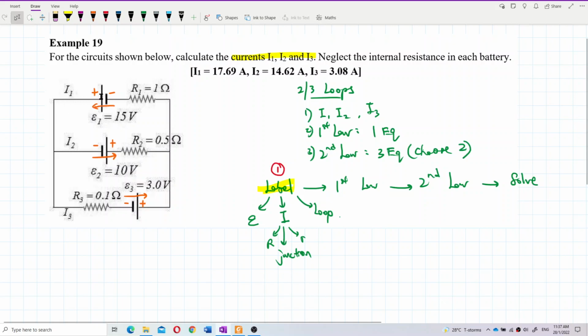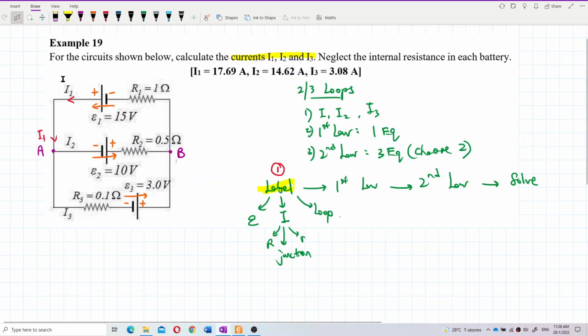So we look at this E1, 15 volt. The positive terminal is over here, so current should come out from here. So I1 is produced by E1. Let's label it: this current I1 comes out from the positive terminal, entering this junction. We can label this as junction A, and this one is junction B.